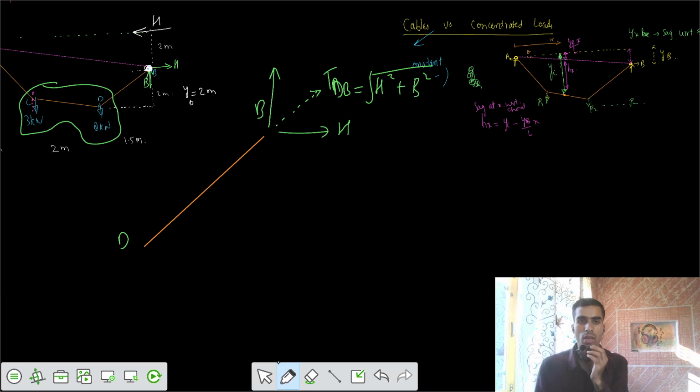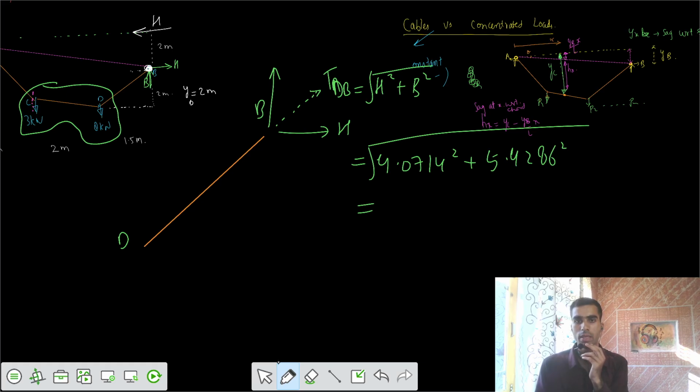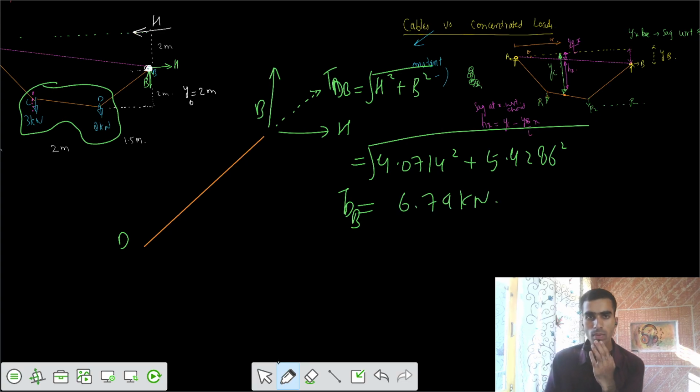And if I know the values of H and B, I can write H square, the value of H was equal to 4.0714 square, plus the value of B was equal to 5.4286 whole square. So I can get the value of TDB equals 6.79 kilonewton. Now similarly from this side also, if you cut the section, there should be some balancing forces in the opposite direction. So this is also H, this is also B, and there's some resultant R that's also equal to TDB. So this was the second case.